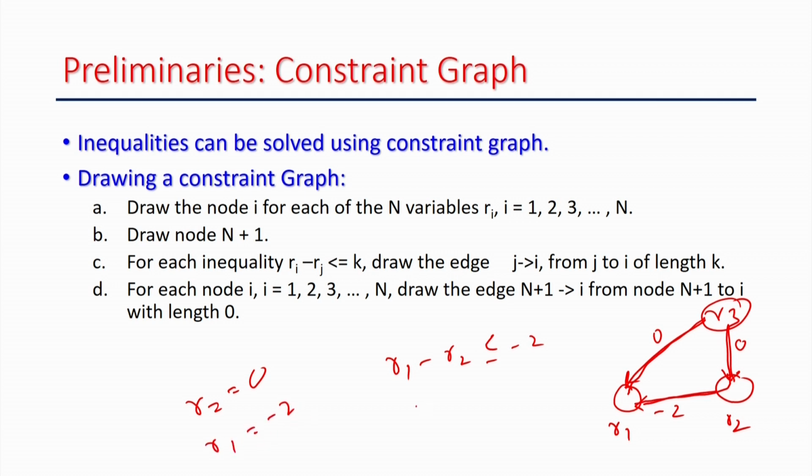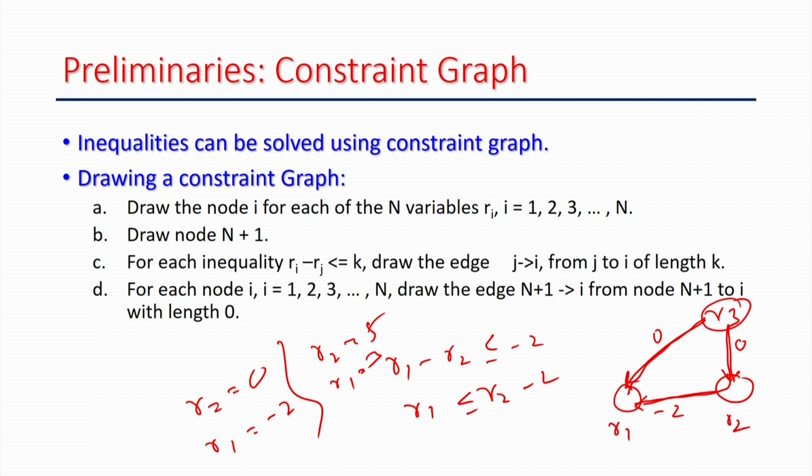So, you can see here that R1 is less than or equal to R2 minus 2. So, whatever the value of R2, R1 should be at least 2 less than that. So, this is satisfying it, right. We can have many solutions. For example, R2 equal to 5 and R1 equal to 3 would also satisfy this constraint, but we need one solution that satisfies this condition, right.